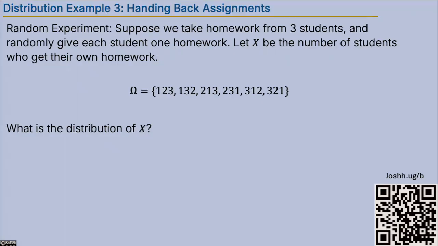Next one for you. Okay, got one for you to think about, and I'm going to give you a couple minutes to think about this. Let's suppose we take homework from 3 students, and we randomly give them back to other students. So you can think about each of these as an example, like 1, 2, 3. Think about this sample point as I took the 3 students' homework, and I gave back 1 to 1, 2 to 2, and 3 to 3. And we'll say x is the number of students who get their own homework. What's the distribution of x? And I'm going to give you like 2 full minutes. Go for it.